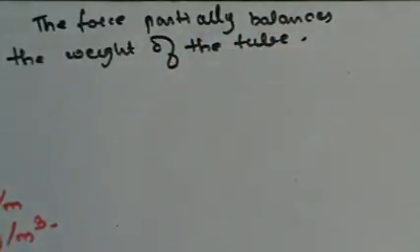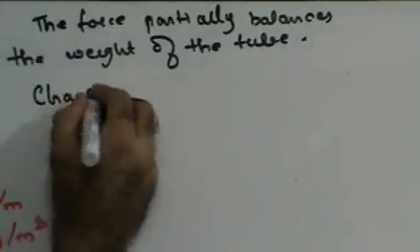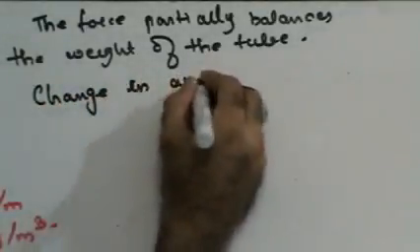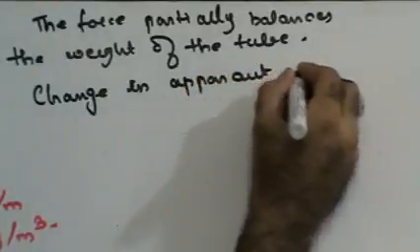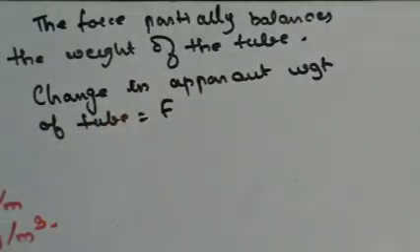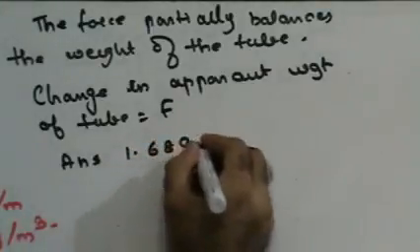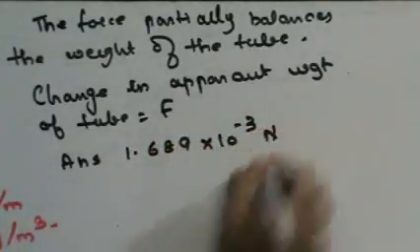Now, since this force partially balances the weight of the tube, the change in the apparent weight of the tube is going to be equal to F. So that will tell you how much the change in the apparent weight of the tube is. Whatever your value of F is, that will be the change in the apparent weight of the tube. The answer for this sum should be 1.689 into 10 raised to minus 3 newtons.